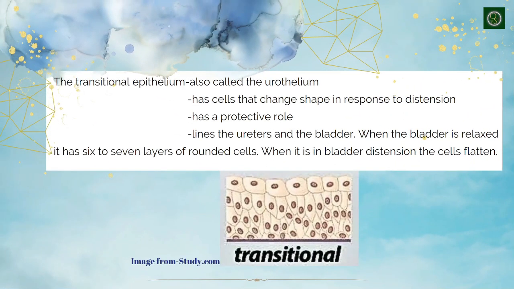The transitional epithelium, also called the urothelium, has cells that change shape in response to distension. The urothelium has a protective role and lines the ureters and the bladder. When the bladder is relaxed, it has 6 to 7 layers of rounded cells. When the bladder is tense, the cells are in distension, therefore they flatten.